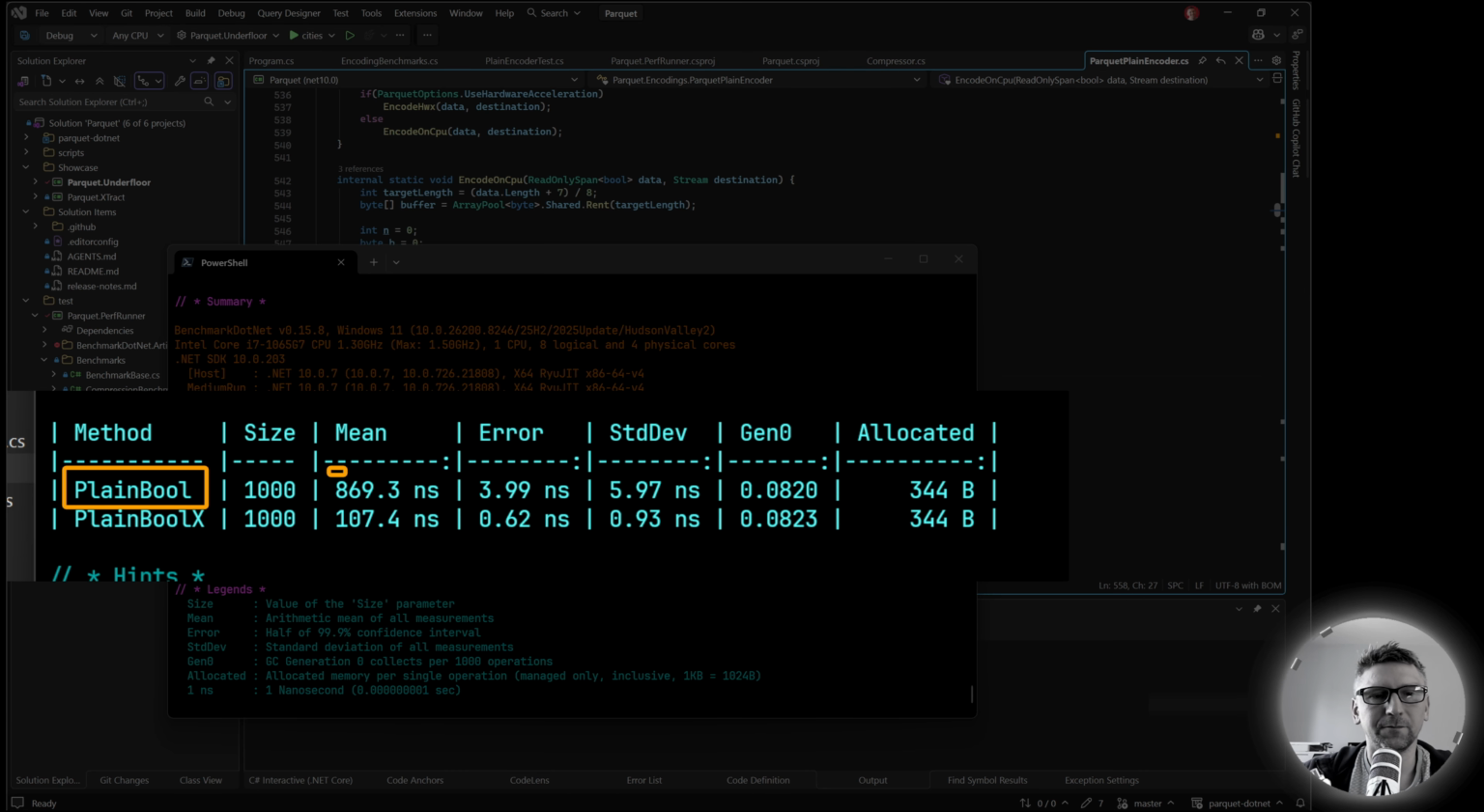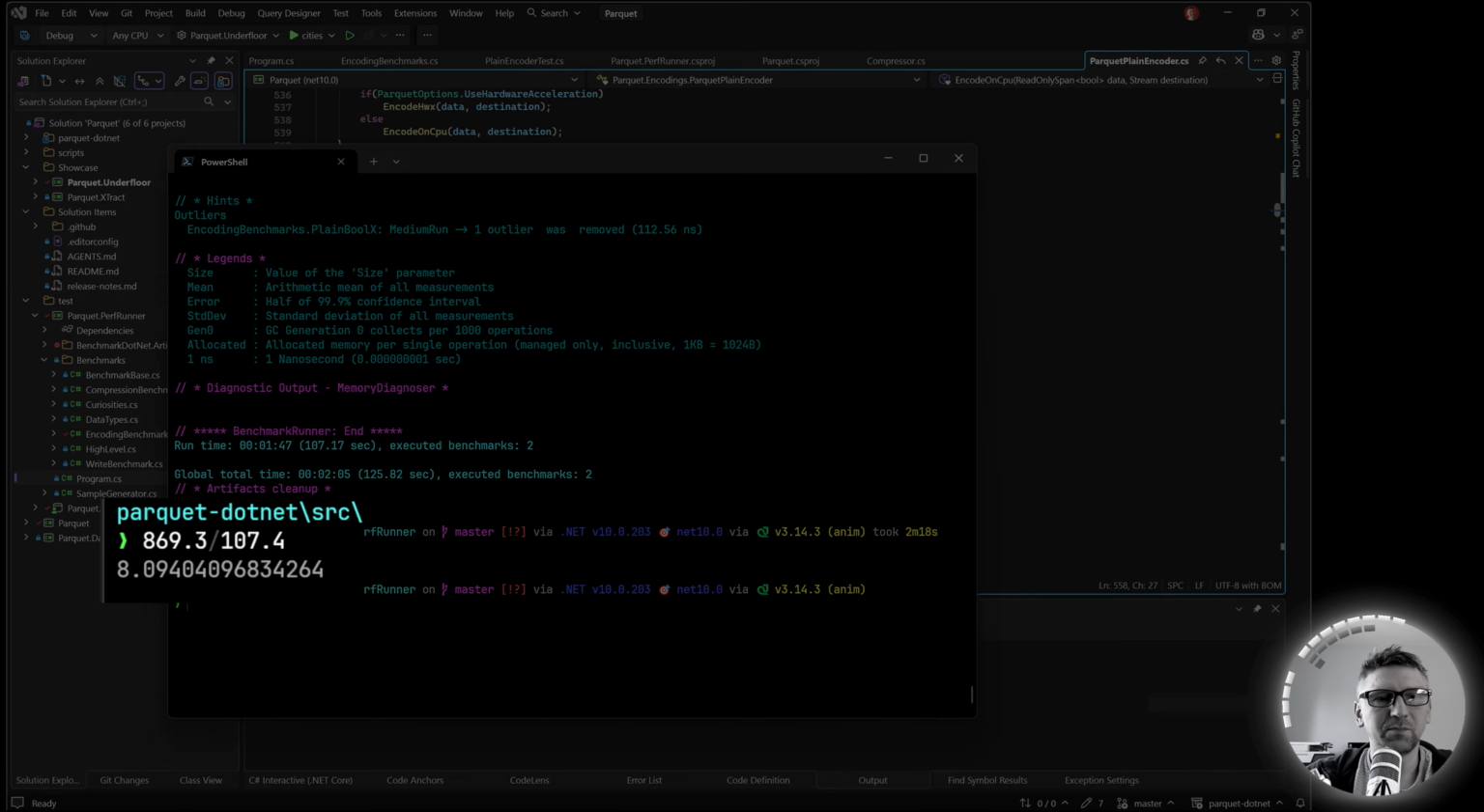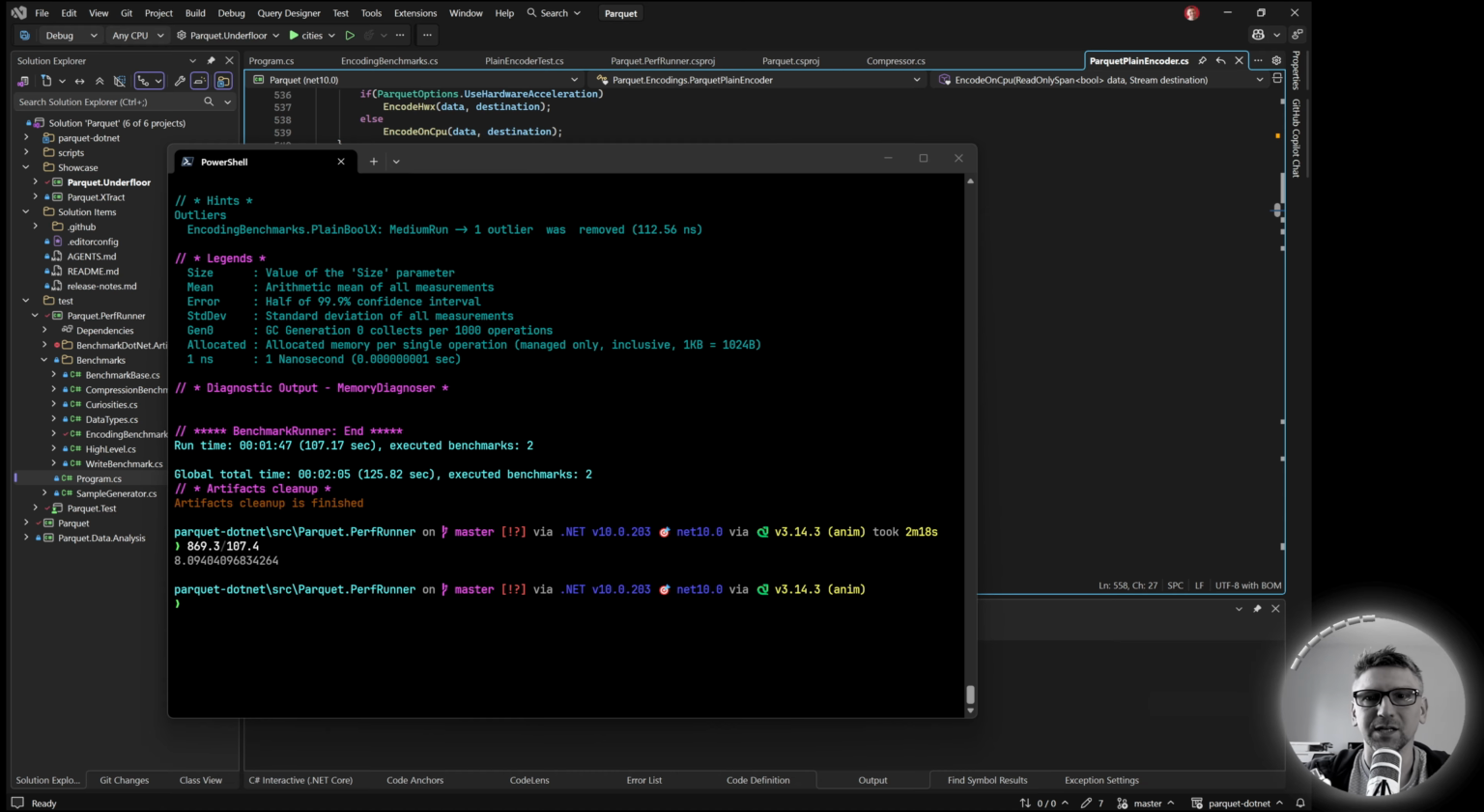Basically, going from 869 nanoseconds to 107.4 nanoseconds. That's about 8 times faster. Do you want to know how I did this? Well, the answer is the hardware intrinsics.